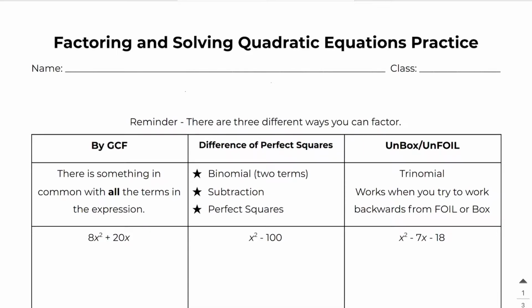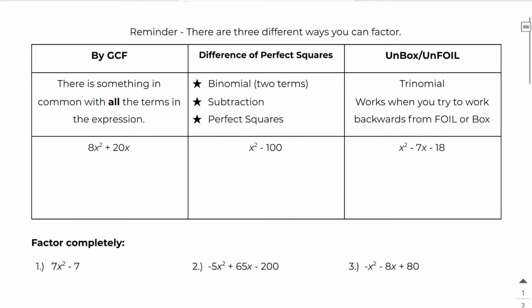I just want to do a quick video on a review of factoring, especially the factoring completely aspect, because that's the part I think is the hardest. And you can also have this accessible to you anytime you need to go back and look at any of this stuff. So just a reminder that there are 3 different ways that you can factor. You can factor by GCF, by a difference of perfect squares, and by unboxing or undoing the foil.